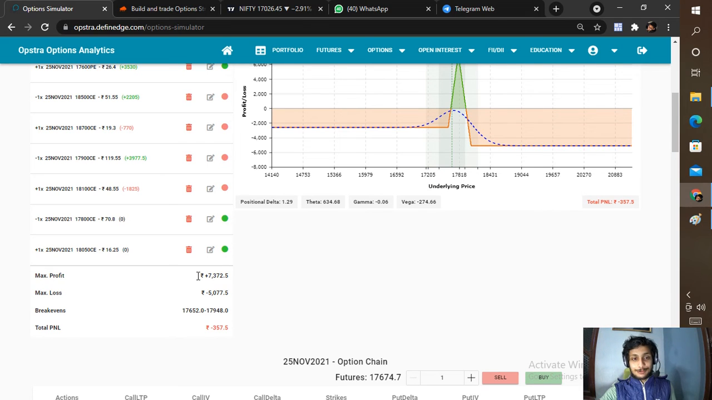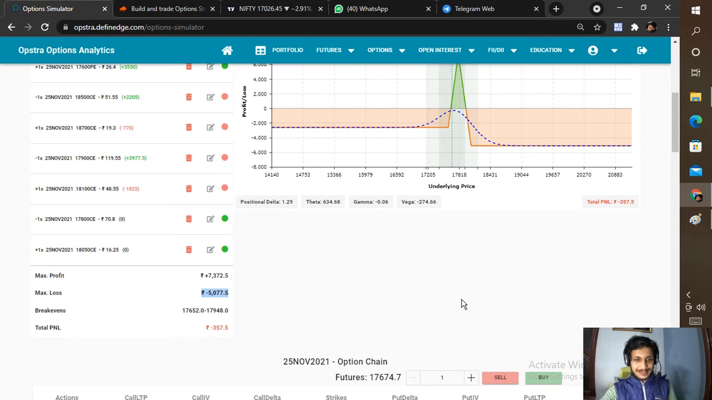The max profit is now 7,000 rupees, whereas the max loss is 5,000 rupees, which means there is a continuous skew in the risk reward ratio. Earlier when we were in an iron condor position, the risk reward ratio was just the reverse, but right now it has reversed. Right now the probability of the trade may be low, but the reward involved is more than the risk.